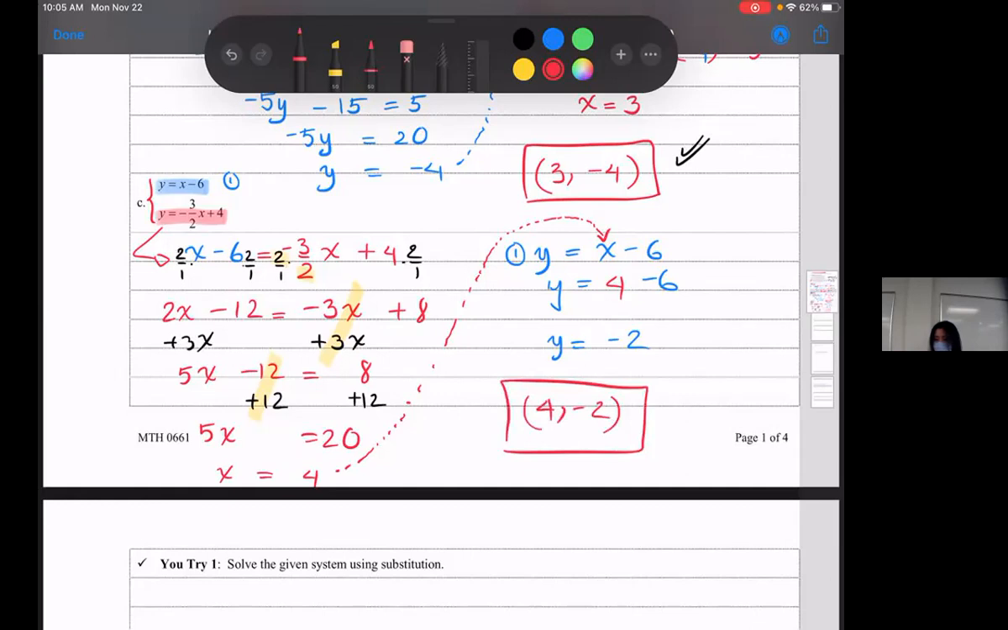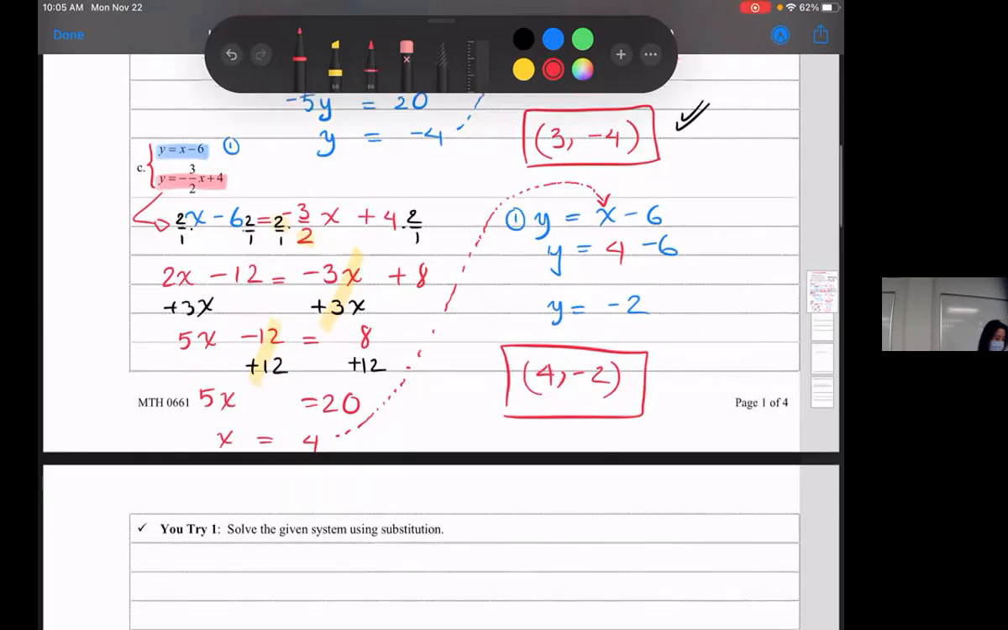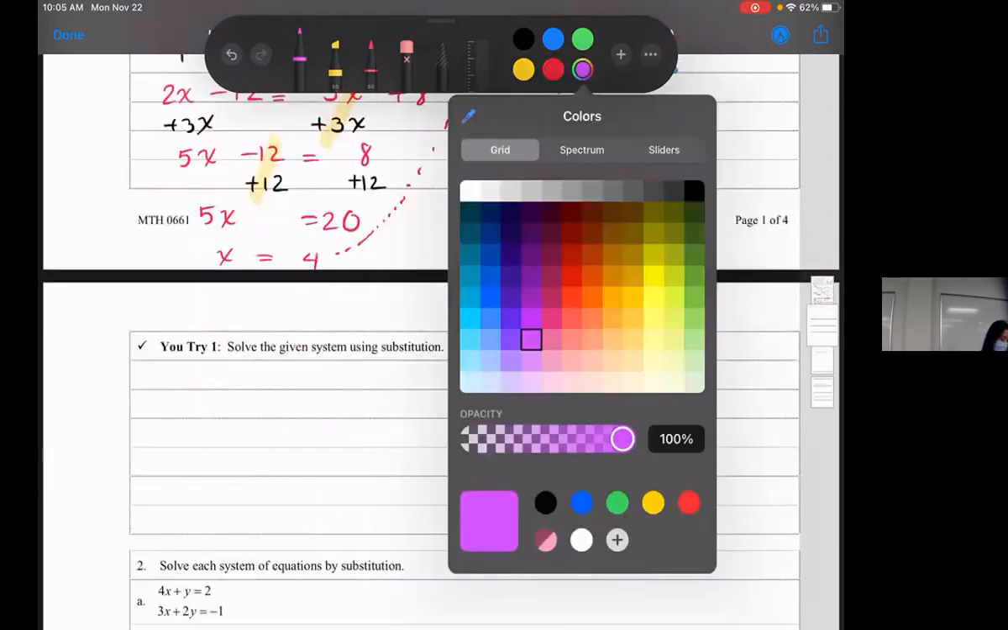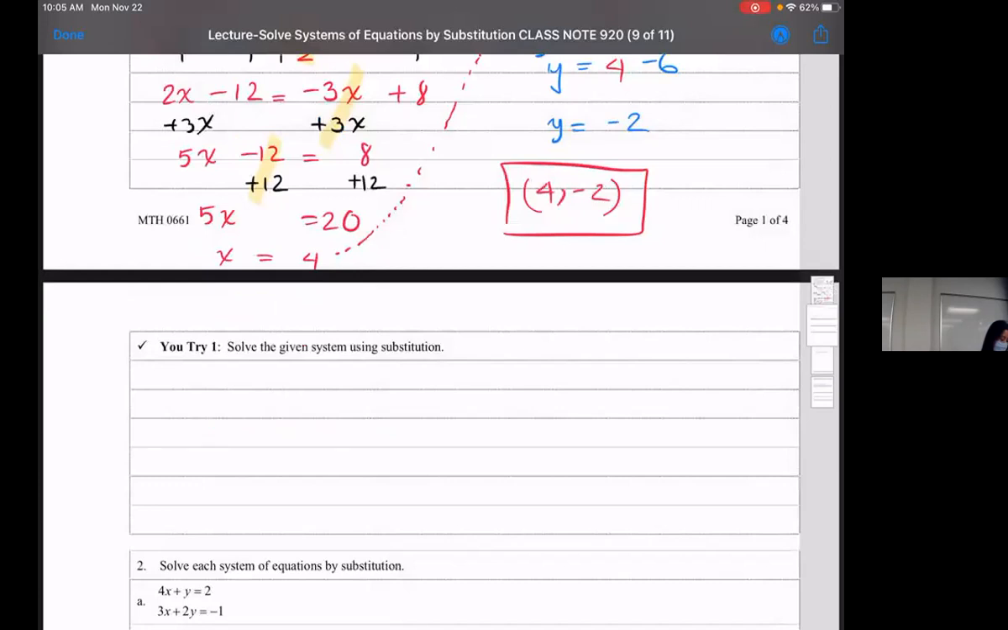You try one. x plus y equal 1. And the second one is x equal 2y minus 5.